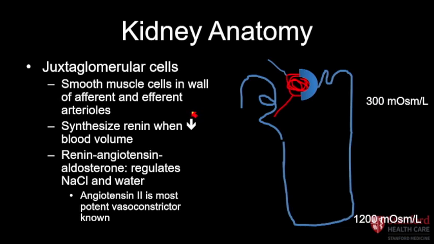The juxtaglomerular cells are a set of smooth muscle cells that live in the afferent and efferent arterioles, and they detect the amount of blood going to the kidneys. And in response to low blood volume, they will secrete renin. Renin, in turn, activates the renin-angiotensin-aldosterone cascade, and that helps to regulate sodium chloride and water in your body. And also angiotensin 2 is a very potent vasoconstrictor.